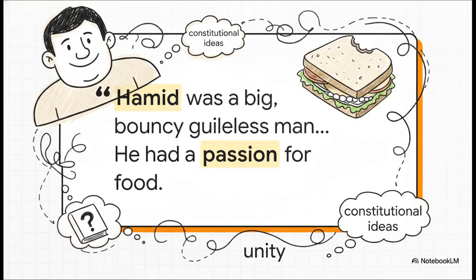Now, listen to how beautifully unity can be executed when it's done right. There's a model paragraph that describes a character named Hamid as a big, bouncy, guileless man with a passion for food and a passion for ideas. And it's an absolute masterpiece of unity, because every concrete detail that follows directly supports that initial description. He talks about eating, he examines ideas out loud, there are no sudden tangents. It's a perfect, unified foundation.